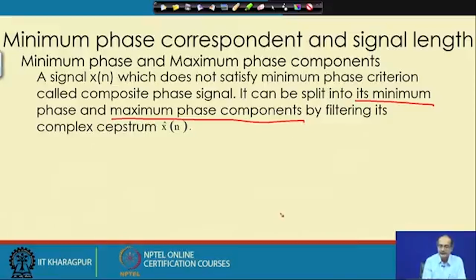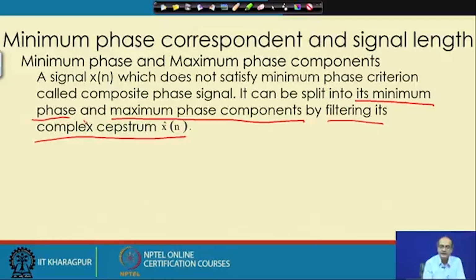And for that we need to do filtering in the complex spectrum x hat[n]. How can we do that? We have already said that if it is minimum phase, it should be positive. What we have not said is that if it is maximum phase, then it would be only negative.